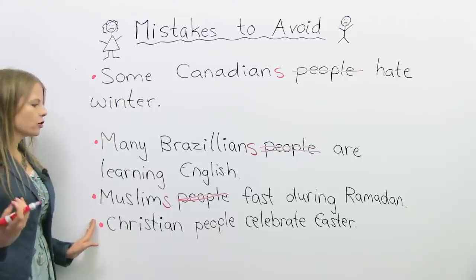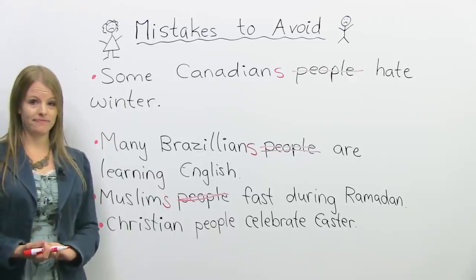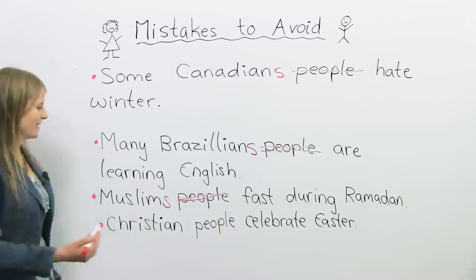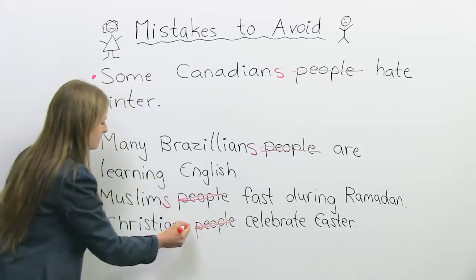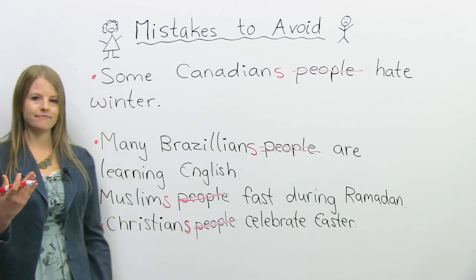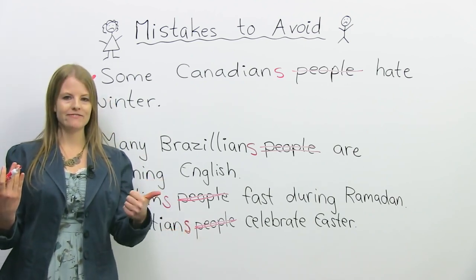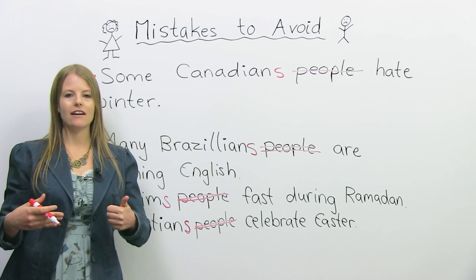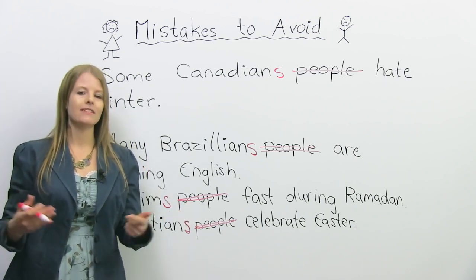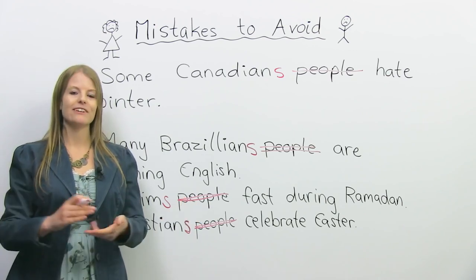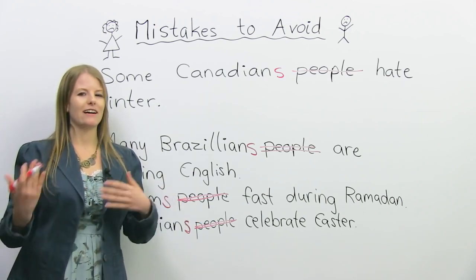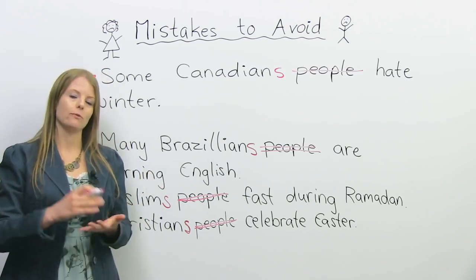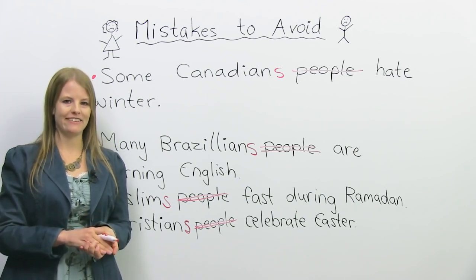Here's another example. Christian people celebrate Easter. Christian people celebrate Easter. How can we fix this sentence? We can get rid of the word people and just add an S. We can do the same thing for Hindus. Hindus are often vegetarian, we could say. Many Jews live in Israel. Many Buddhists live in Asia. Okay? So instead of saying Jewish people, Hindu people, it's easier just to say Hindus with an S or Jews with an S. All right, so let's look at some other common mistakes students make.